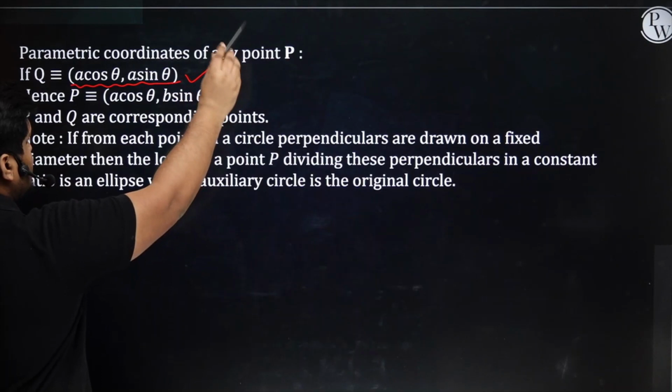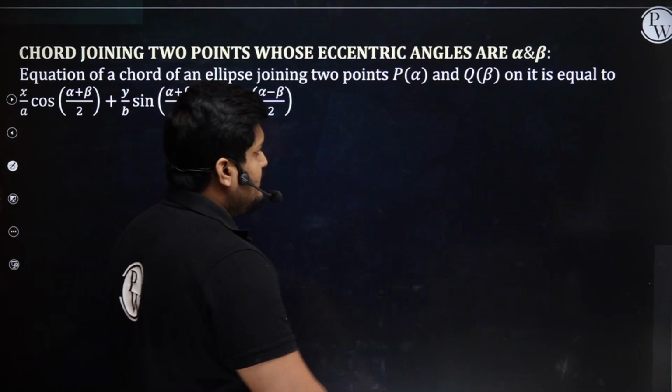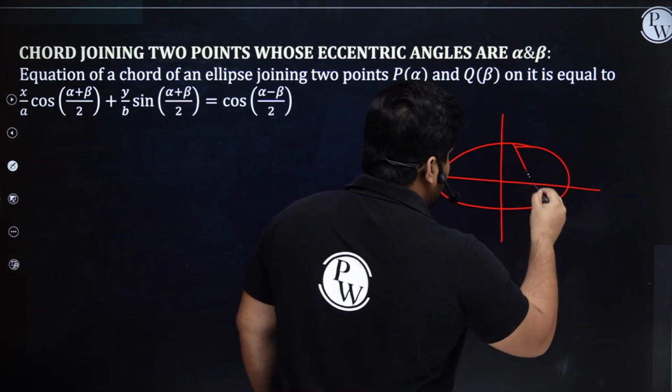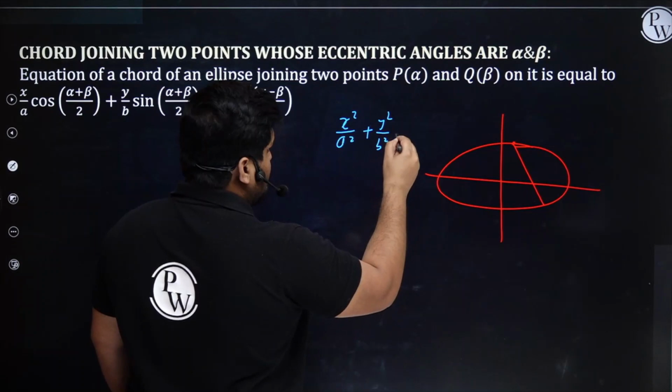Okay, then moving on. This note you can read, or it's useless. See, chord joining two points. Obviously, if we have any two points given on an ellipse, suppose this is the ellipse x square by a square plus y square by b square equal to 1, and you have to write the equation of this chord.